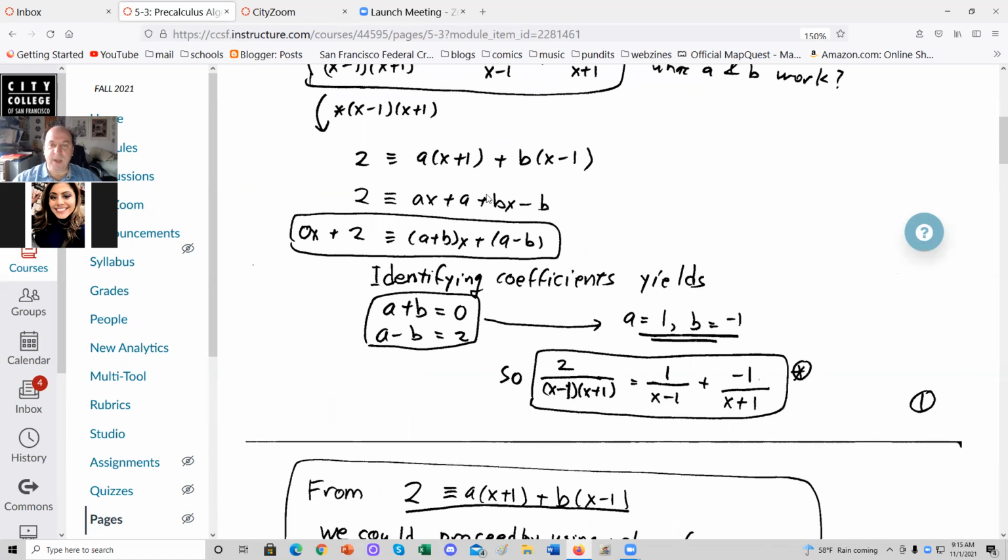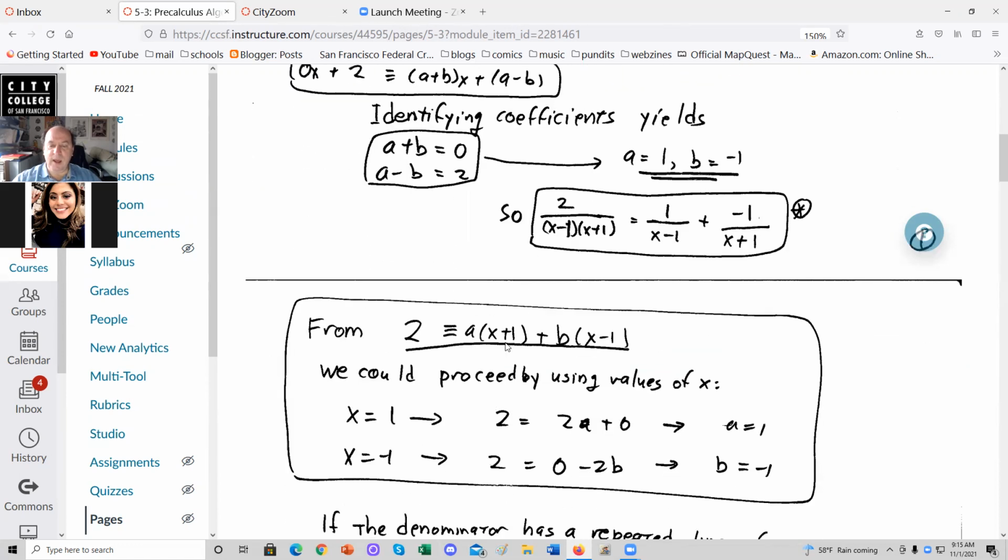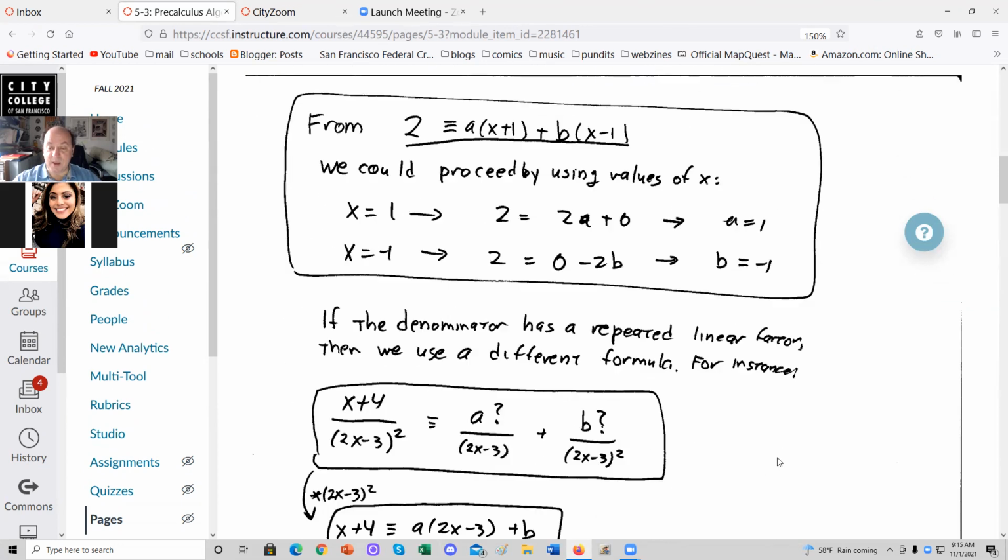Now, okay, from here, I could instead have proceeded by using values of x. If x equals 1, then this term cancels and we get 2 equals 2a, so a equals 1. If x equals negative 1, then this term cancels and 2 equals minus 2b, so b equals negative 1. I think that's a little easier in some respects.